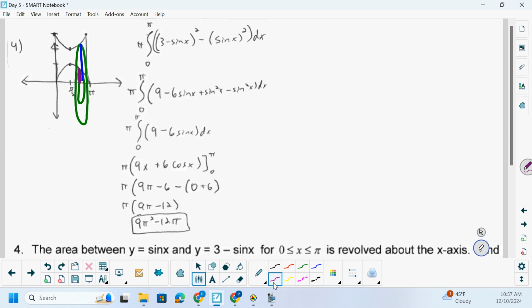Multiply that out. We got the sine squareds to wipe out. So then that creates something that we can do the antiderivative of when you sub in. I should mention we're going 0 to pi for our bounds, but when you sub in, you get 9 pi squared minus 12 pi.